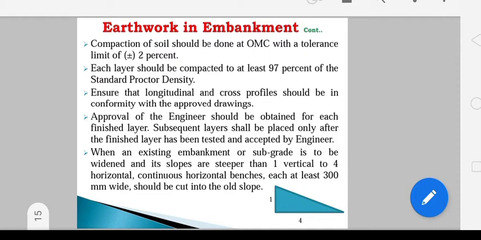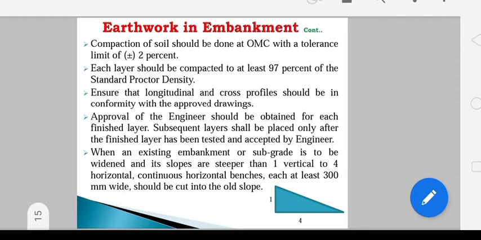So drawings will be obtained from the office, and as per that you need to execute on site. Approval of the engineer should be obtained for each finishing layer. The subsequent layer should be placed only after the finishing layer has been tested and accepted by the engineer.